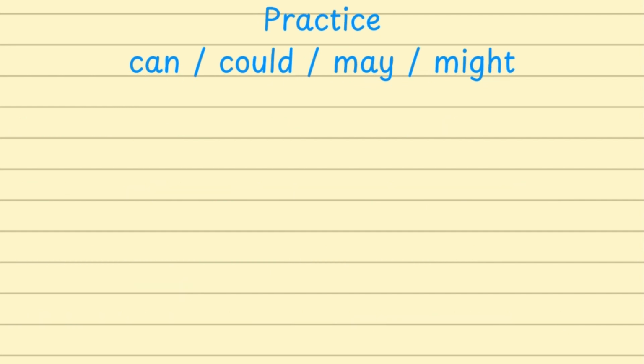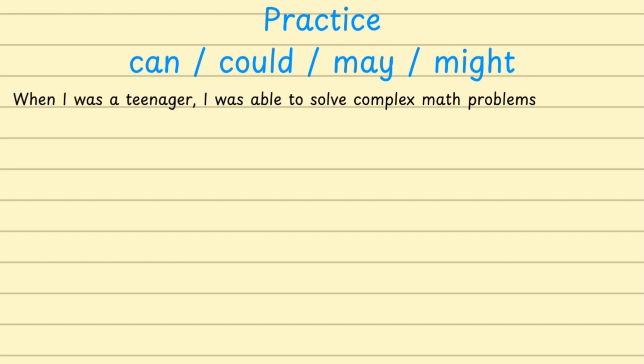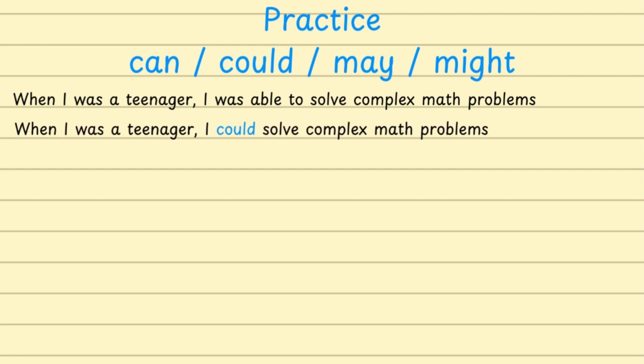Now, let's try to rephrase the following sentences using a modal verb. When I was a teenager, I was able to solve complex math problems. When I was a teenager, I could solve complex math problems. Here we are talking about an ability in the past.